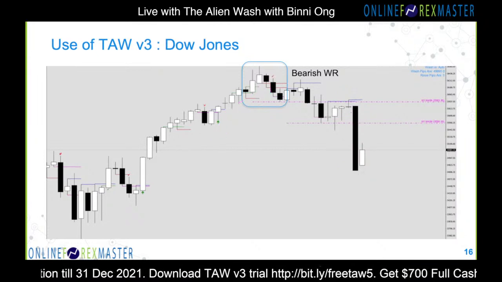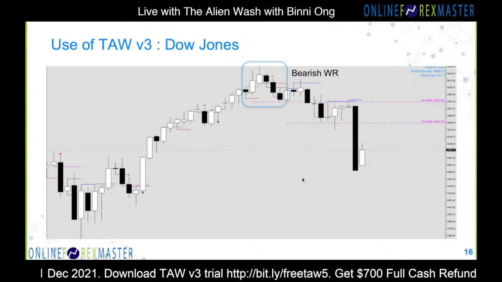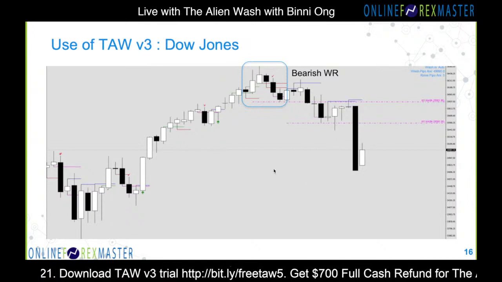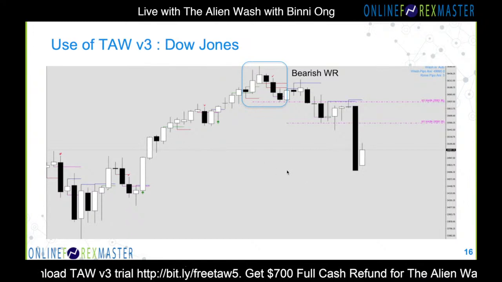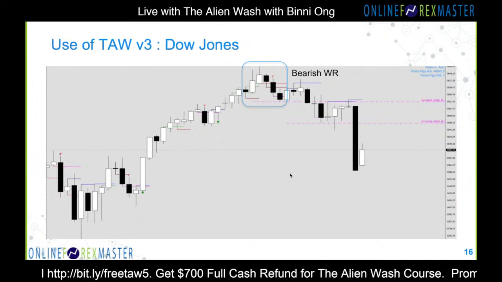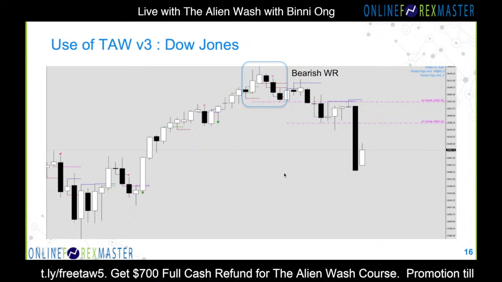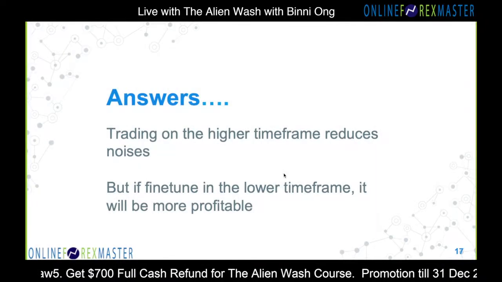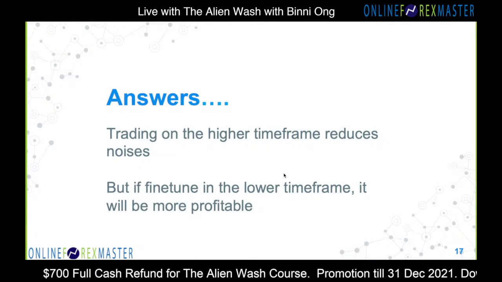Okay, so let me just continue this. The difference between a tick and an arrow is not important. So just remember, we go color coding. Red is bearish wash and rinse, and green is bullish wash and rinse.